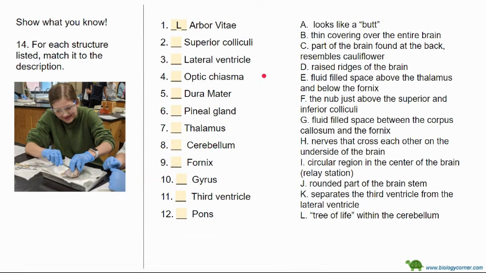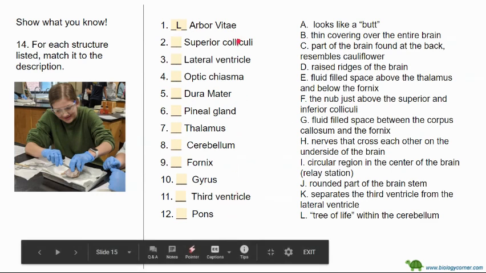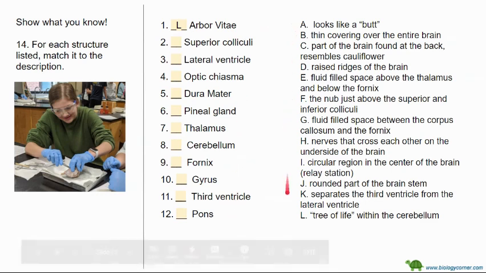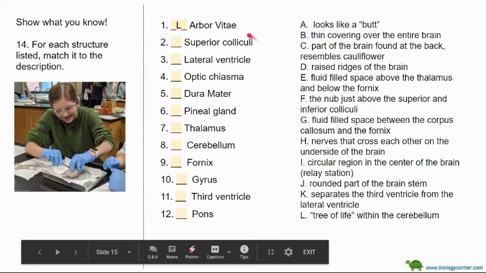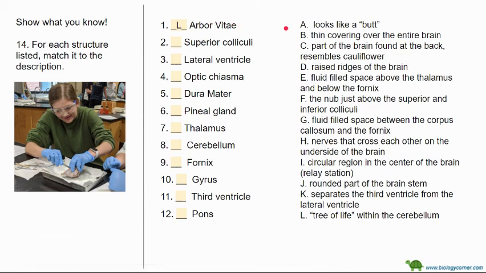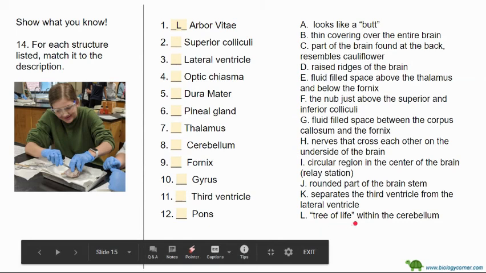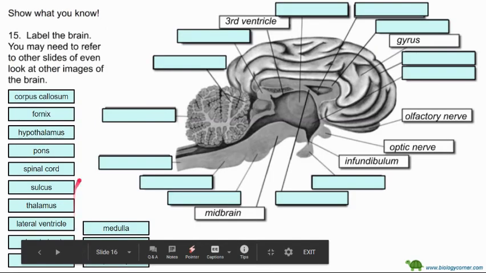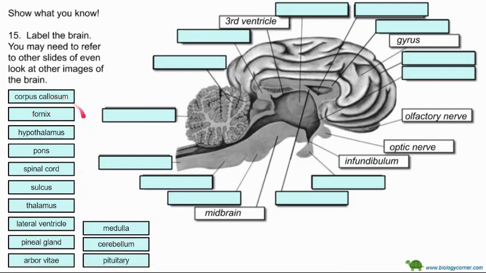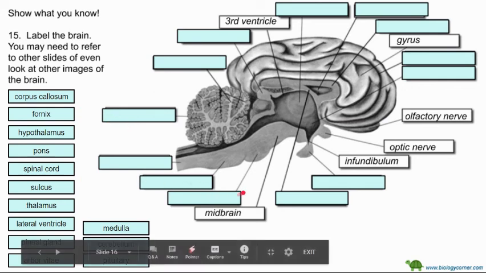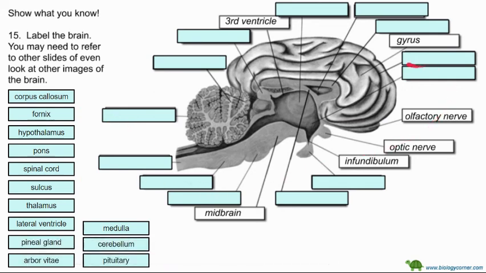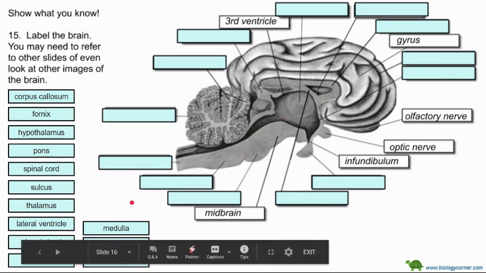Okay, and then what you're going to do is on the next slide, it's matching. So you've got the terms that are listed on the left and descriptions on the right, and see what matches. So the arbor vitae, arbor means tree, right? So that's that tree of life thing, right? So that's the tree of life within the cerebellum. Put the letter L right there. And then on the last slide, you just click and drag the labels into the spaces, right? Some of them are done for you, and then you're going to do the rest. All right, so that's what you need to do to complete the slide presentation.